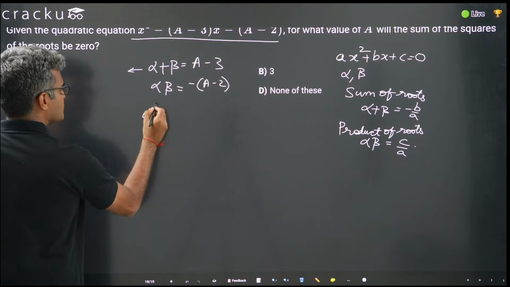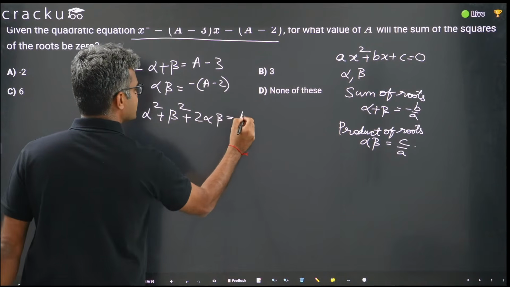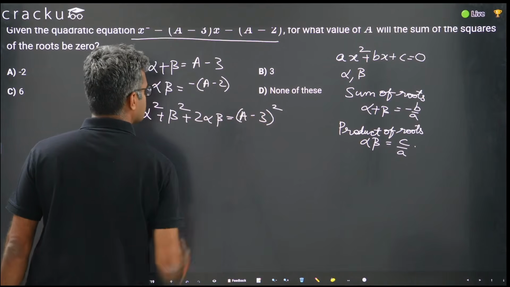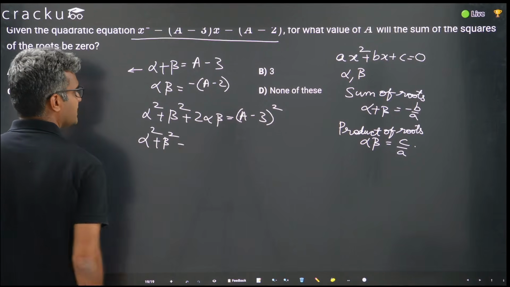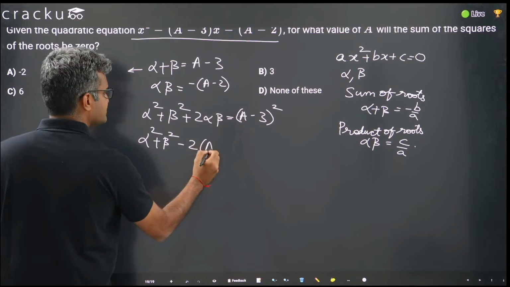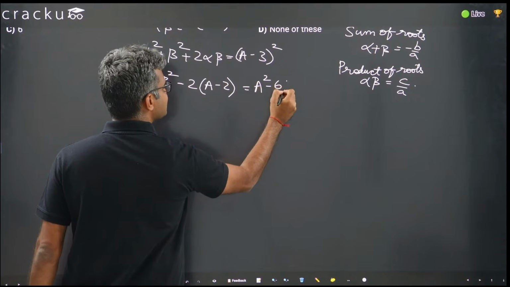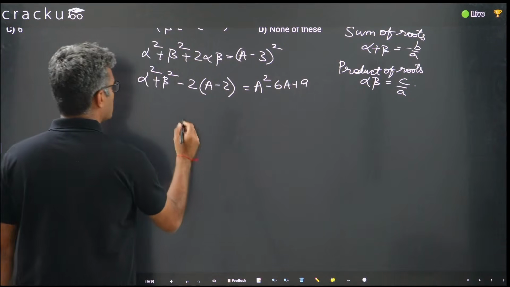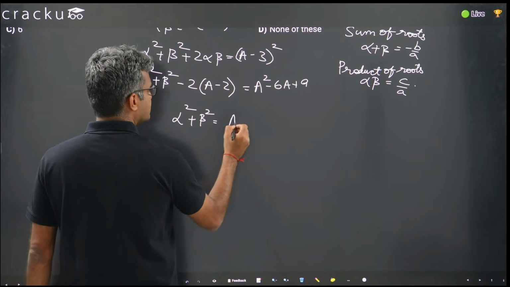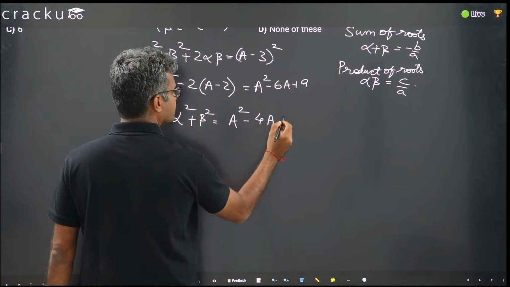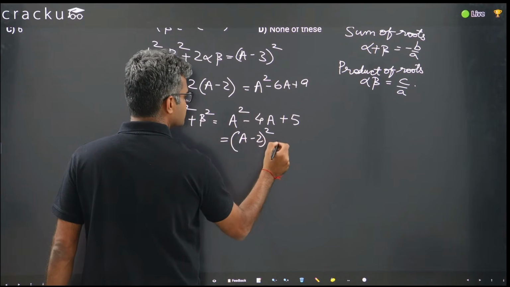You are going to get alpha square plus beta square plus 2 alpha beta is equal to (a minus 3) whole square. That is alpha square plus beta square minus 2 times (a minus 2) is equal to a square minus 6a plus 9, or alpha square plus beta square is equal to a square minus 4a plus 5, which is equal to (a minus 2) whole square plus 1.